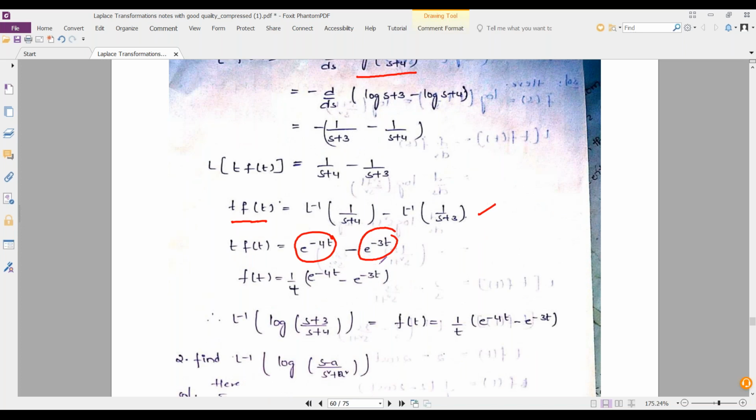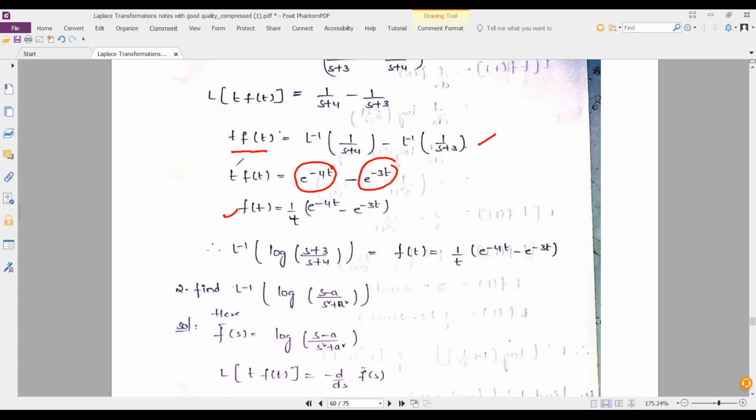I want only f of t. So here t is extra for me, friends. I need to divide by t on both sides. So f of t equals 1 by t times (e power minus 4t minus e power minus 3t). There is no other alternative method for this problem except minus d by ds. So remember this. Similarly, once again log.